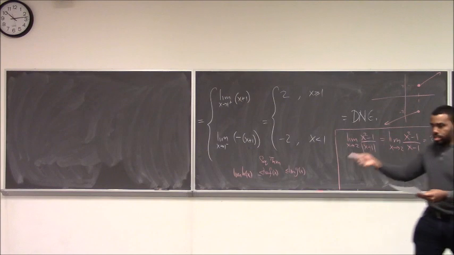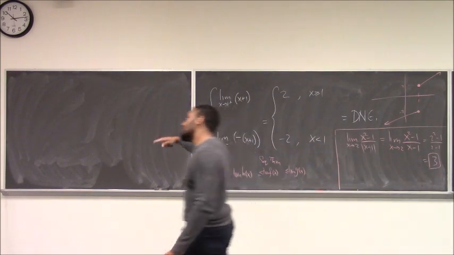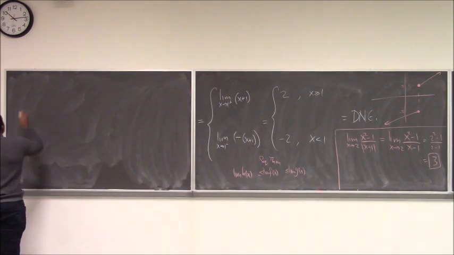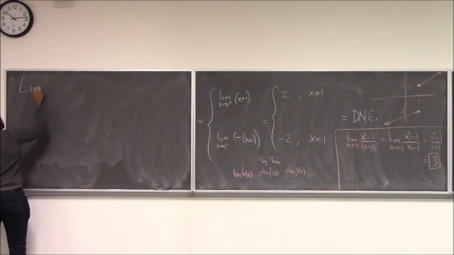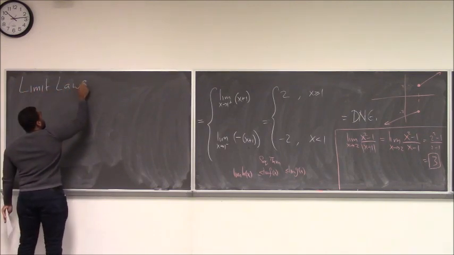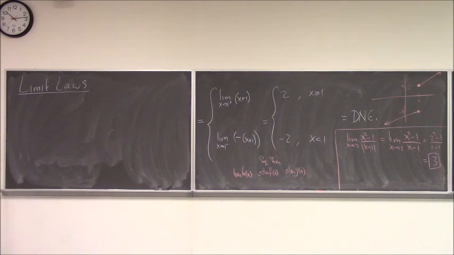So basically it's what we were using, the fact that you can factor constants out, that limits would distribute to sums, things like that. So, limit laws. These are basically the algebraic rules that limits will obey.